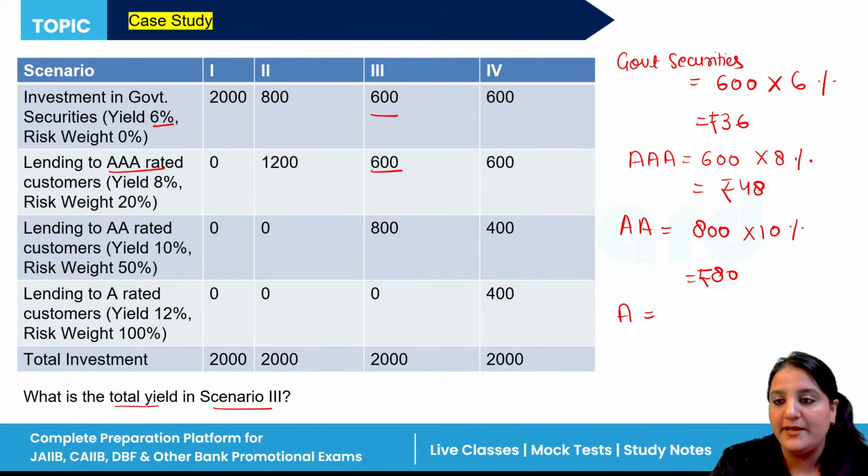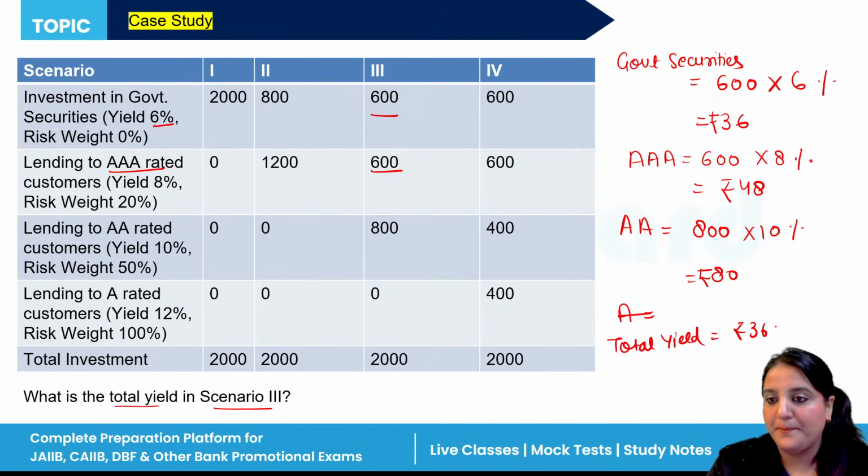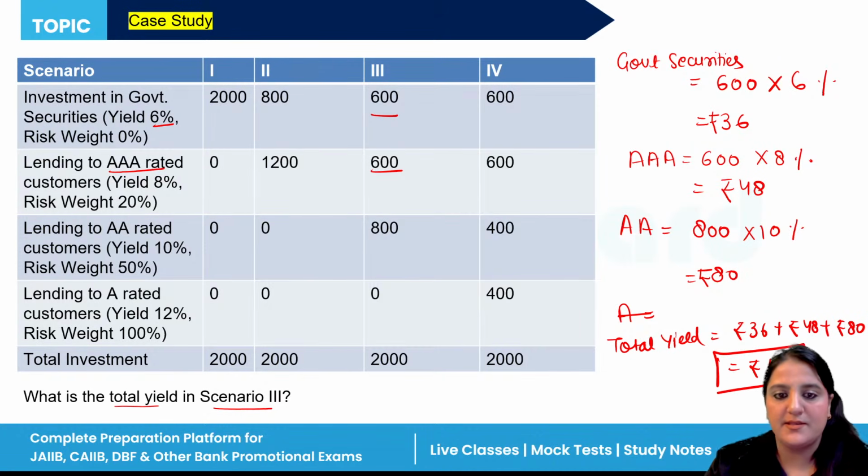So what is the total yield here? Total yield we can say 36 plus 48 plus 80, which equals 164. So rupees 164 is the total yield in scenario third. So the answer is rupees 164. Clear how to calculate the yield?